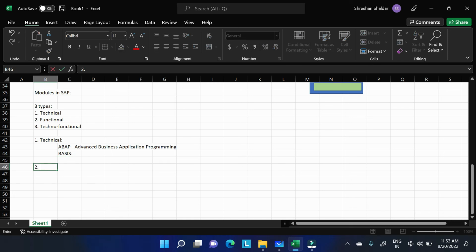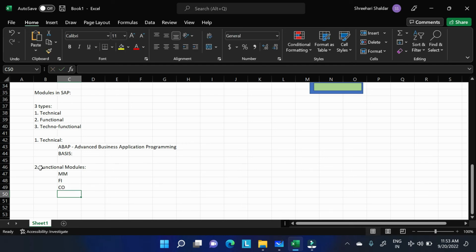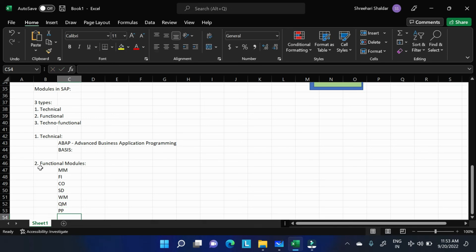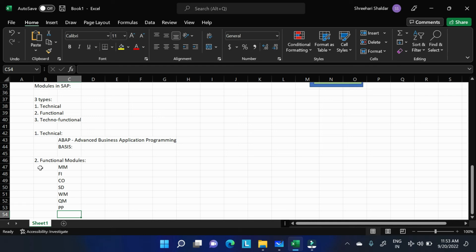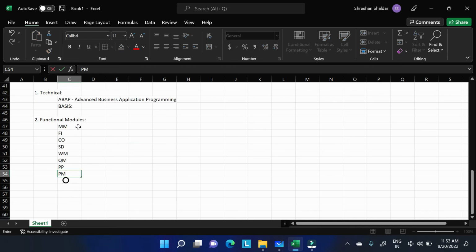And one more thing, if you are coming to the functional modules, there are so many different functional modules available in SAP. Like we can consider MM, which is material management, and FI, which is finance, and CO, which is controlling. After that SD is there, sales and distribution. WM is there, warehouse management. And QM we have quality management. PP we have production planning. And PM plant maintenance. Like that you have around 18 modules which are considered as the functional modules in SAP.